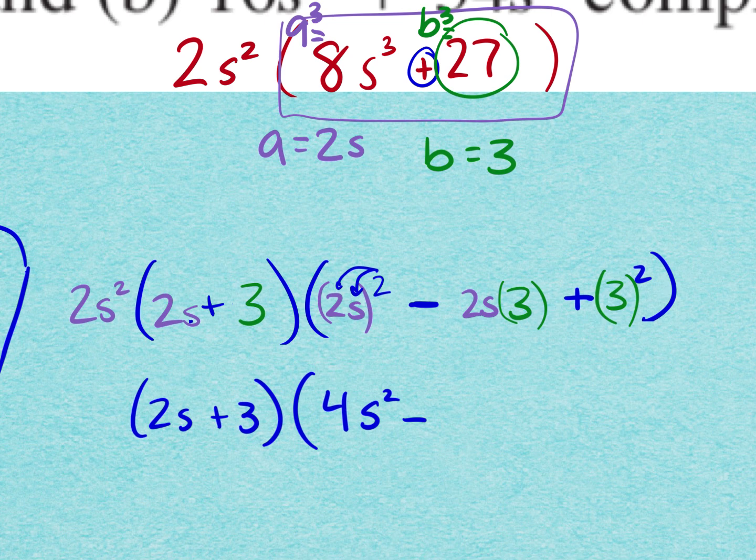Minus, what is 2s times 3? 6s. Perfect. So minus 6s. And then plus, what's 3 squared? 9. And then we can't forget about our GCF that we took out from the start. So 2s squared times 2s plus 3 times 4s squared minus 6s plus 9.